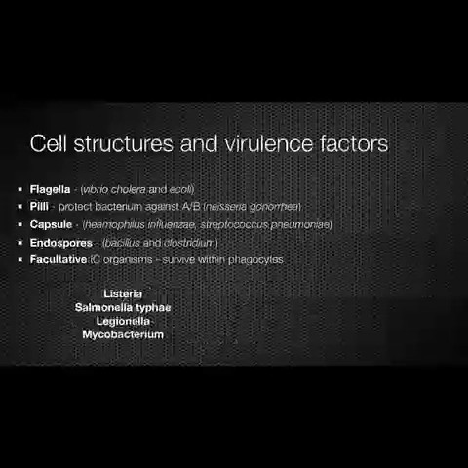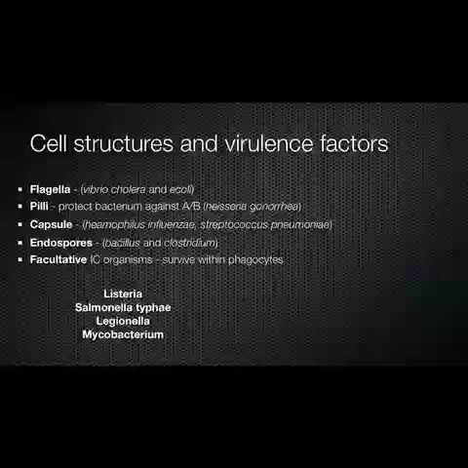Okay, so let's briefly look at cell structures and virulence factors. Now, there are various virulence factors, but here we're just going to talk about the major ones. You can have flagella. An example of this would be Vibrio cholera or E. coli. You can have pili, which protect the bacterium against antibodies, and Neisseria gonorrhea uses this to good effect. You can also have a capsule surrounding the bacteria, and examples of this would be Haemophilus influenzae and Strep pneumo.